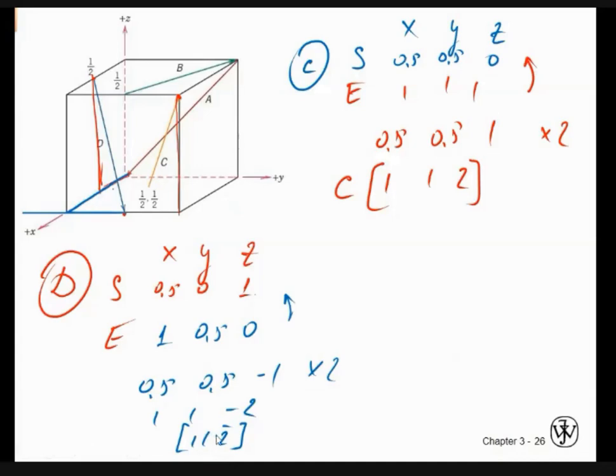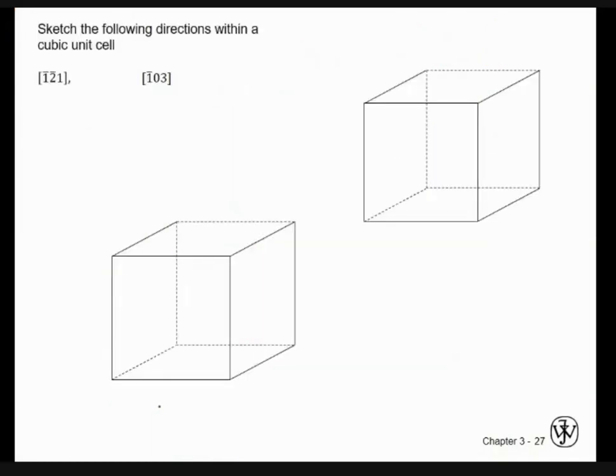So in this slide, we have the direction. Actually, sorry, I was mentioning vector, but it's a direction, not a vector. What we did: the direction's picture was given, and we acquired indices for that direction. Now we will do the reverse. The Miller indices are given, and we are required to draw that direction.